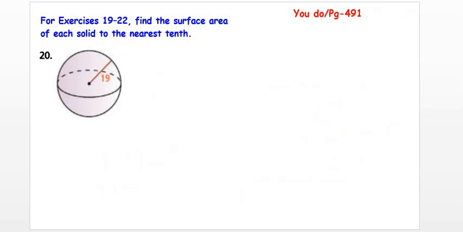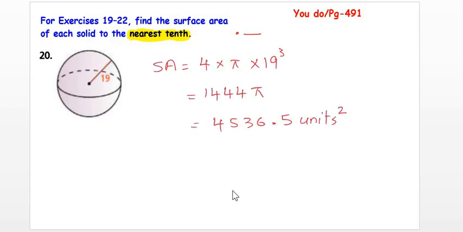It says find the surface area of each solid to the nearest tenth. So this was the thing that I was explaining to you, right? So now you have to give your answer to the nearest tenth, meaning that after the decimal you will have just one place, that is the tenths place, right? Okay, now better pause the video here, solve it on your own, and then play the video to check your answer. Here is the answer. Very simple question.